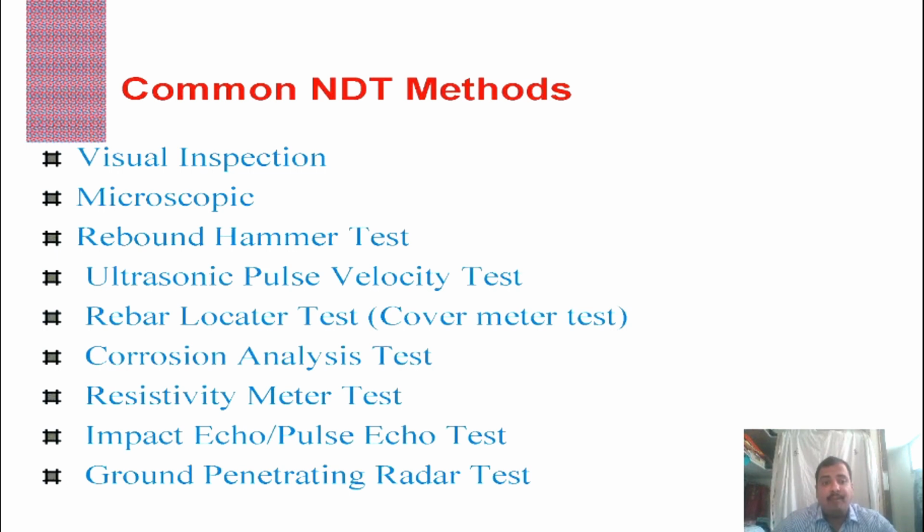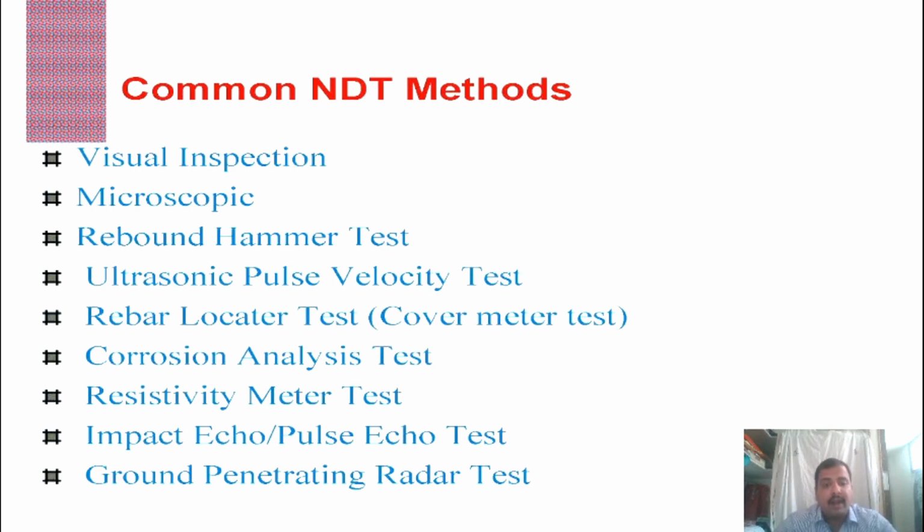Now next is the impact echo or pulse echo test, in which we generally use a hammer, and we drop it from a short height, and we record the pulse or sound produced during the impact of the hammer. By using this method, we can detect whether internal voids or cracks are present or not.